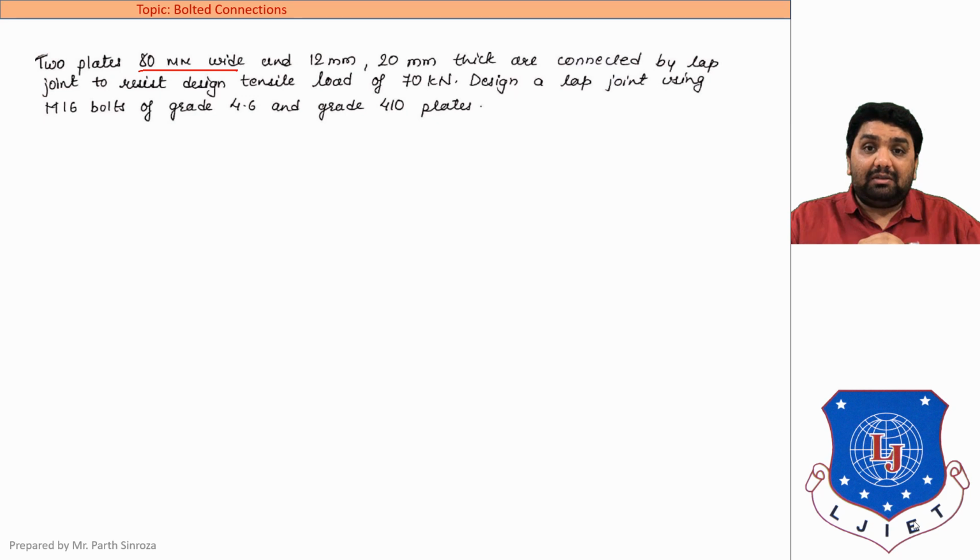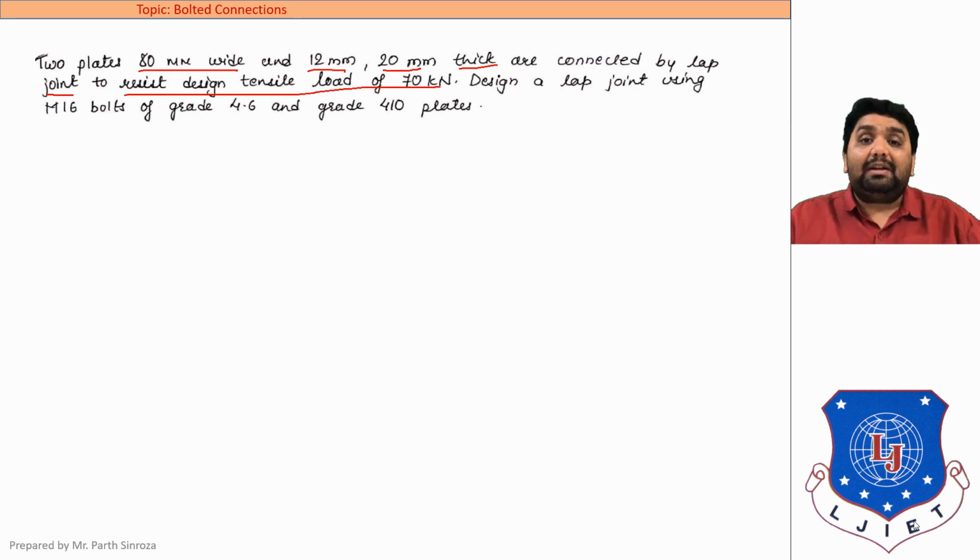Two plates we are using, both of the same width, that is 80 mm, and 12 and 20 mm thick. That means the thickness of the first plate is 12 mm and the thickness of the second plate is 20 mm. They are connected by using a lap joint. A lap joint is used to resist a design tensile load of 70 kilonewton.